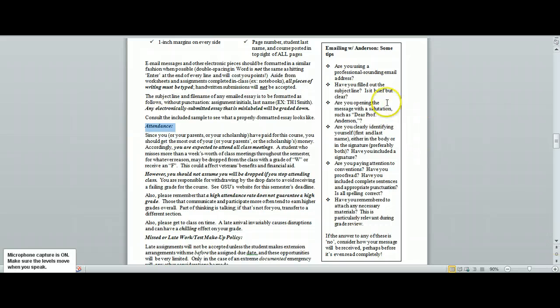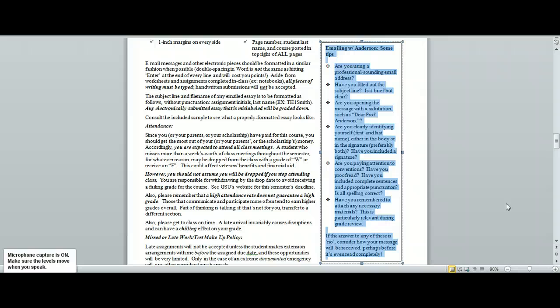moving it. Emailing with Anderson. If you are in one of my business writing classes, chances are we're going to have a whole lesson on developing a professional-looking email. Otherwise, if you are in one of my literature classes or if you're in one of my composition classes, this information is still very pertinent.